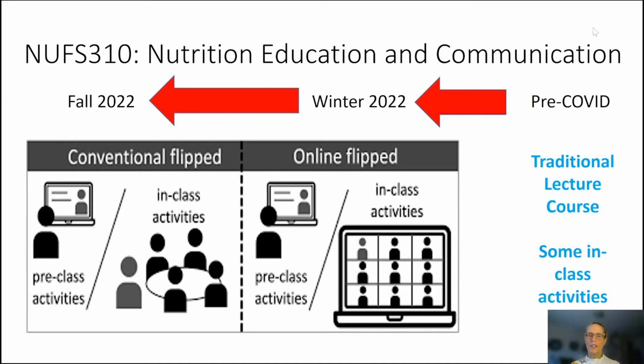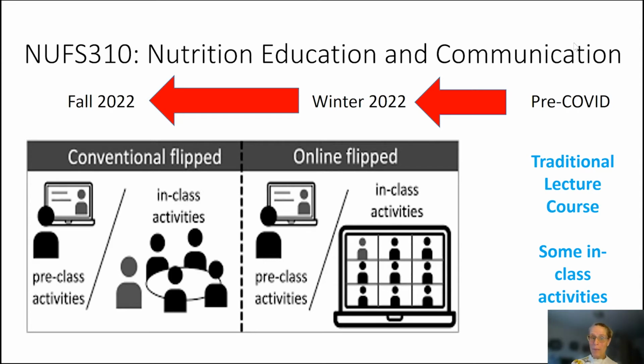So I just want to briefly talk about here how I have transitioned my own course. So I teach a third-year nutrition class, Nutrition, Education, and Communication. And prior to COVID, it was a traditional lecture class. It did have some in-class activities. So that when COVID hit, what we did is we converted this to an online flipped classroom. So we pre-recorded the lectures, and then we had different in-class activities in Zoom. And I'll talk more about that.